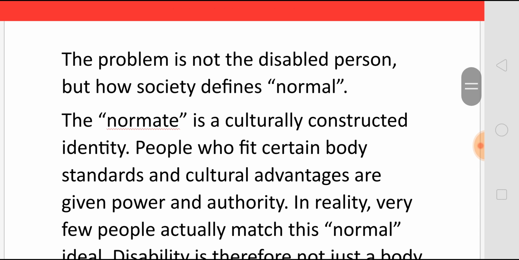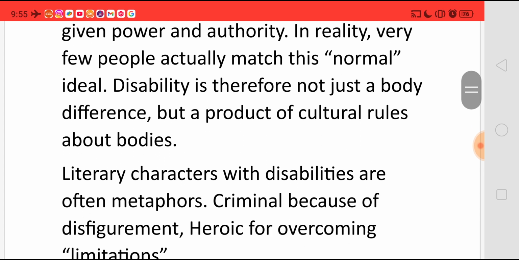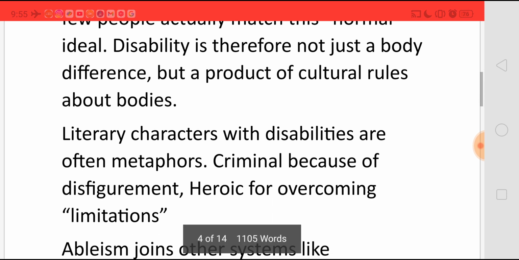The problem is not the disabled person. The problem is how society defines what is normal. The normate is a culturally constructed identity. People who fit certain standards, whether body standards, mental standards, or cultural advantages, are given power and authority. In reality, very few people actually match this normal construction which is formed by society. Disability is therefore not just a body difference, but a product of cultural rules about bodies.